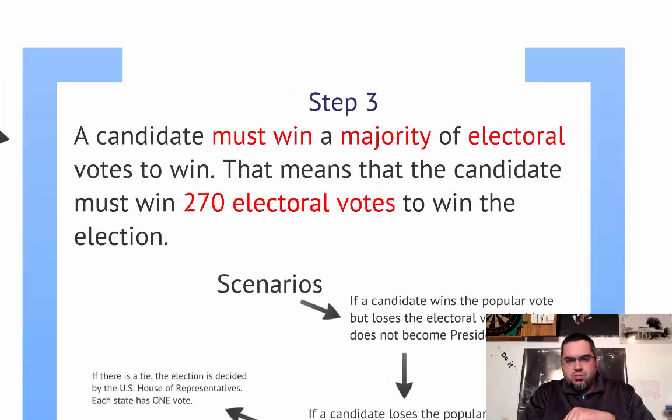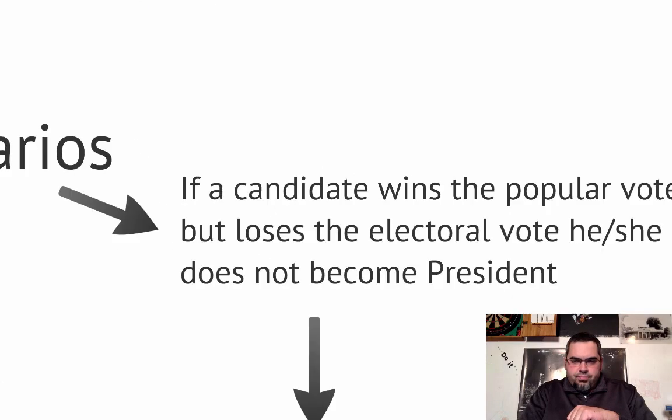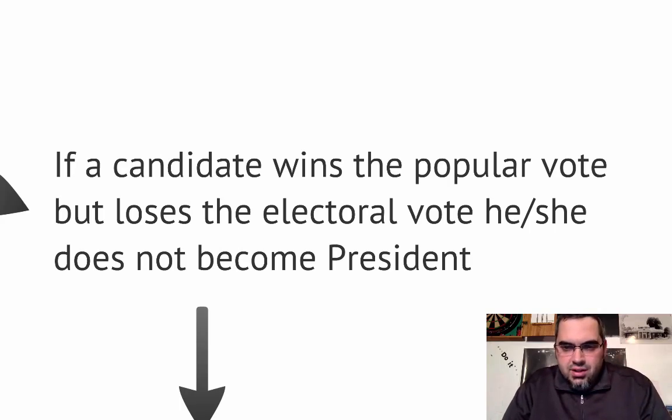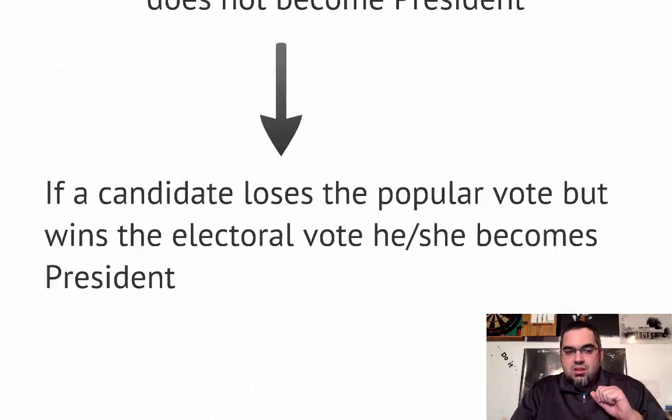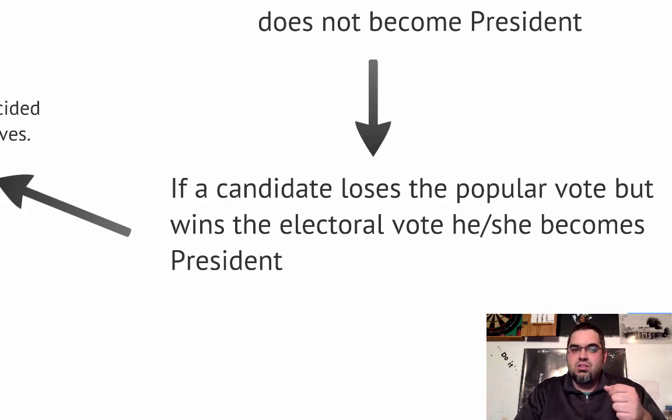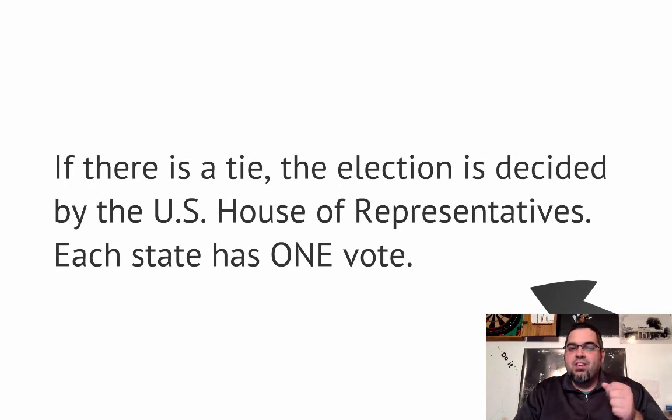Here are a couple scenarios. Let's say a candidate wins the popular vote but loses the electoral vote. He or she does not become president. If a candidate loses the popular vote but wins the electoral vote, he or she becomes president. If there's a tie, the election is decided by the U.S. House of Representatives, and each state gets 1 vote.